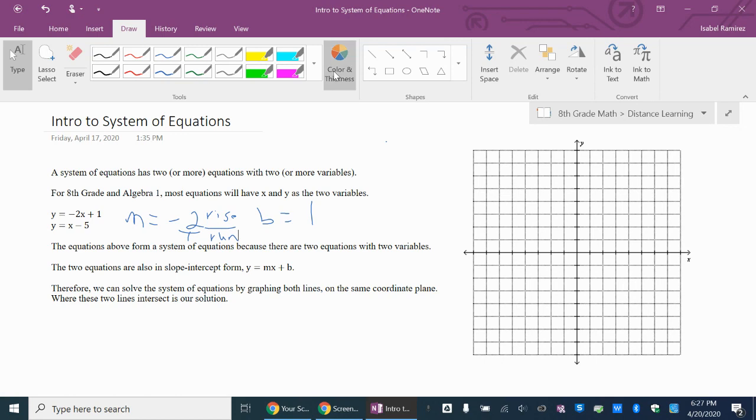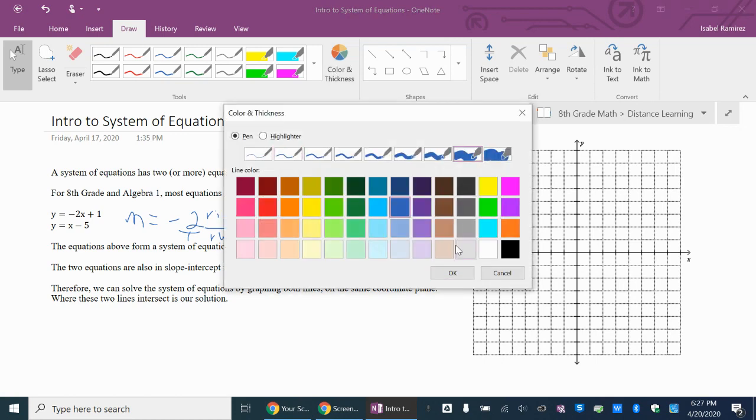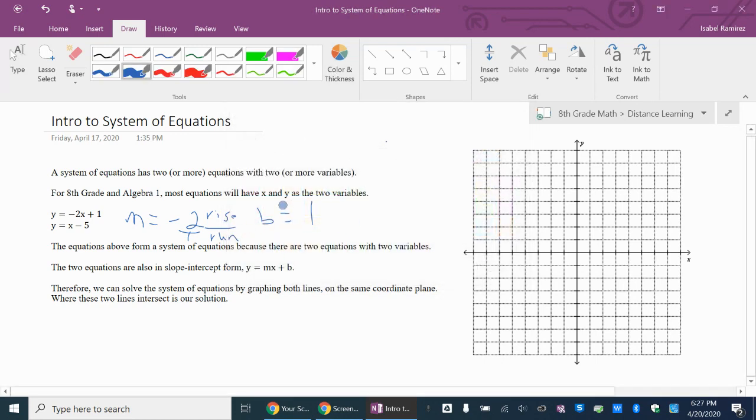Now step 2 tells me to plot b on the y-axis. So b is 1. Here's the y-axis, and I'm going to plot b on the y-axis. Here's the origin, 0, 0. So that tells me that 1 is up here.